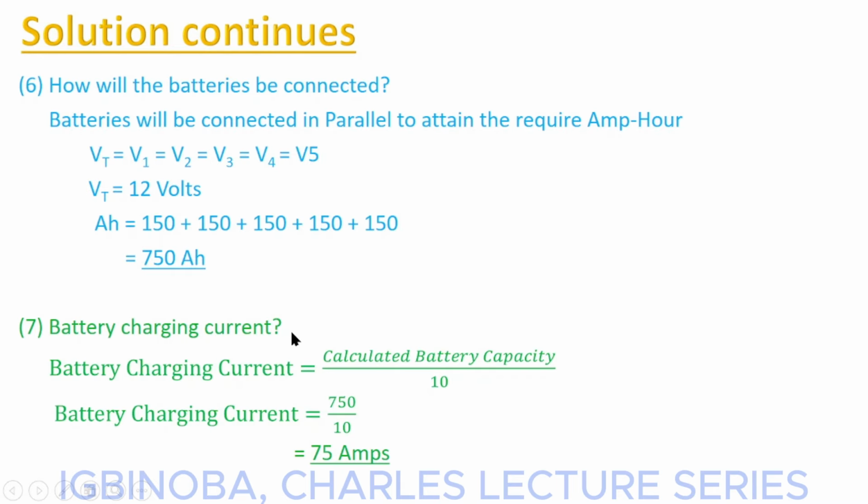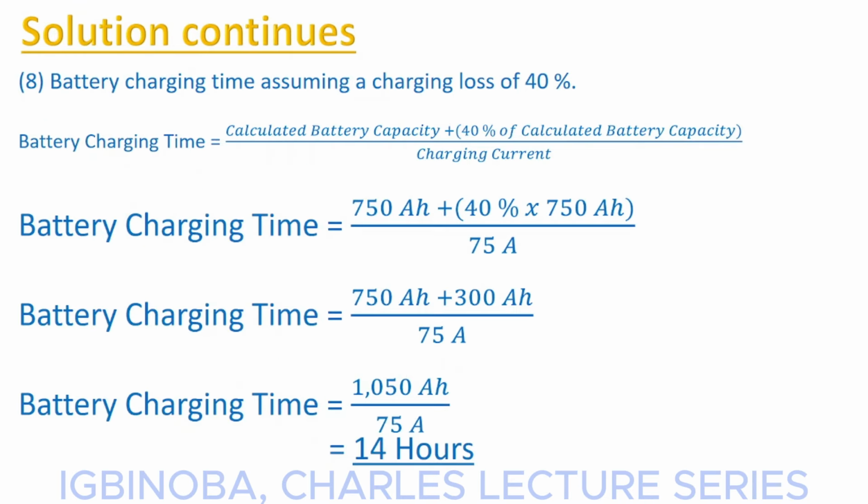The next one to calculate is our battery charging current. The battery charging current is equal to calculated battery capacity over 10. So our calculated battery capacity again is 750 amp hours. So we divide it by 10. We are going to have 75 amps as our battery charging current.